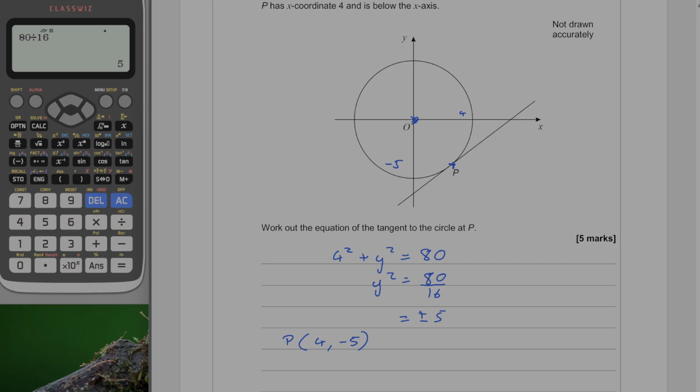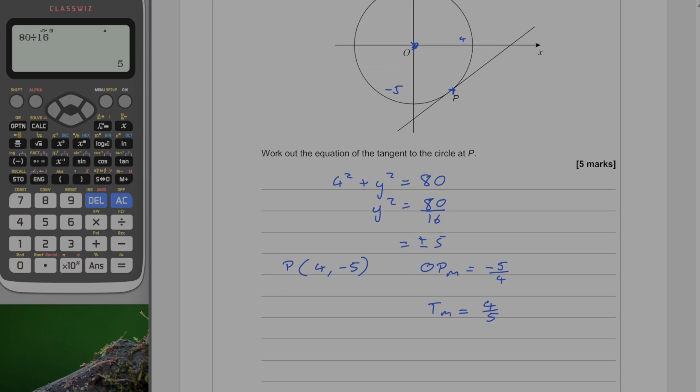From there, I want to work out the gradient between that and 0, 0. So the gradient of OP is going to be equal to the change in y divided by the change in x. So that's going to be minus 5 over 4. So the gradient of the tangent is going to be the negative reciprocal, so 4 over 5. So y is going to be equal to 4/5 of x plus c.